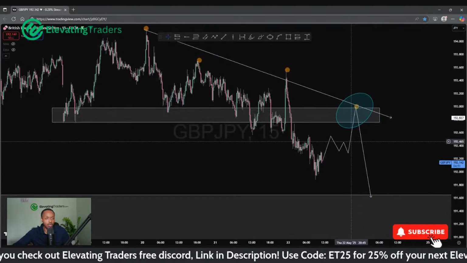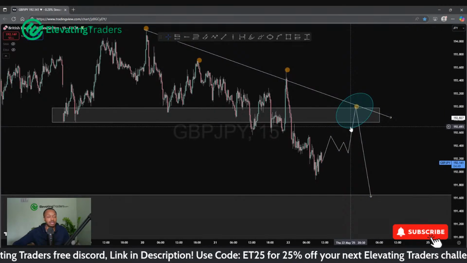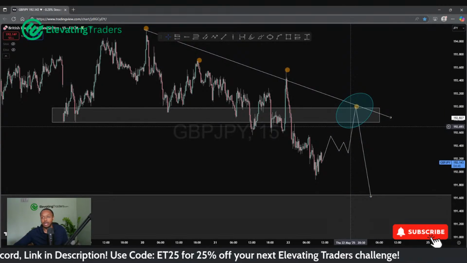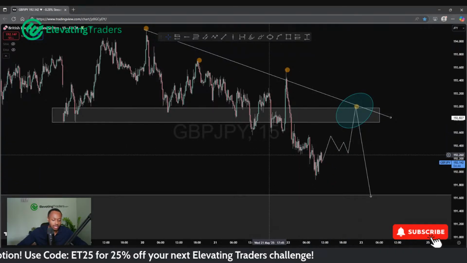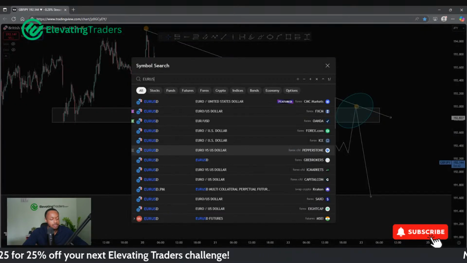So keep a close eye on 193. This looks like a good setup. Gold, not seeing much we can work with here, but pound yen is providing some nice opportunities.